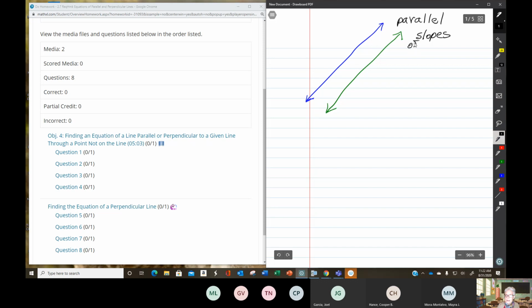Slopes of parallel lines, and these are still being recorded, so the lady who left won't have to worry about it. Neither will anyone who's not here.